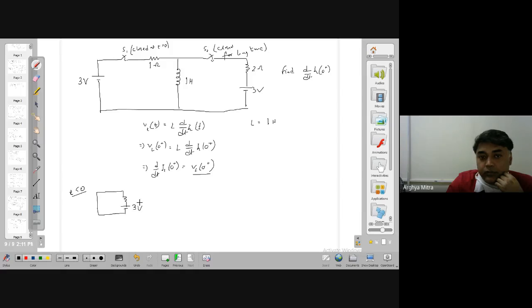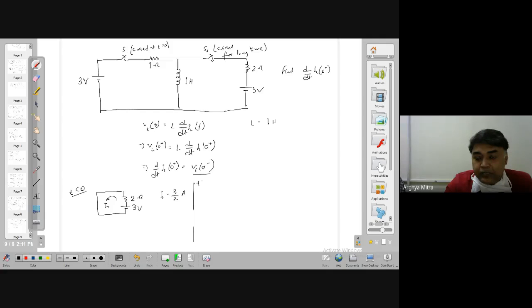This is 3 volt. This is 2 ohm. And it is forcing a current, which is the initial current of this inductance when this switch is closed. At t equal to 0, this becomes the initial current. So the inductance was not relaxed actually. It has its initial current inside it. So what is this I0? I0 is equal to 3 by 2.